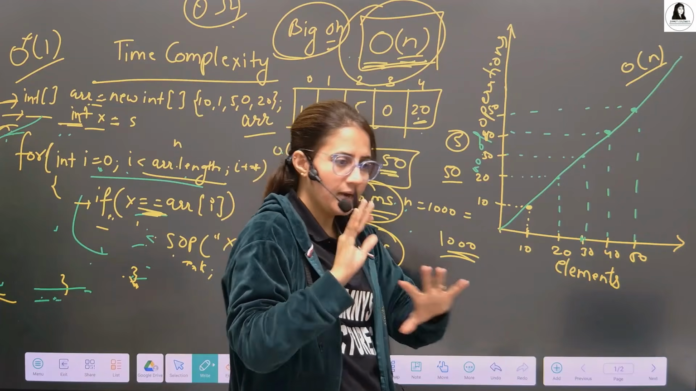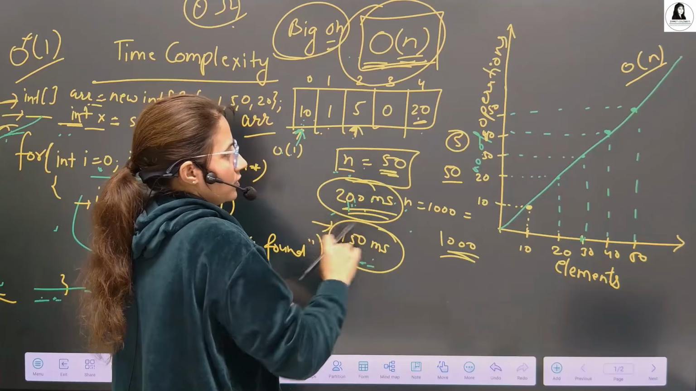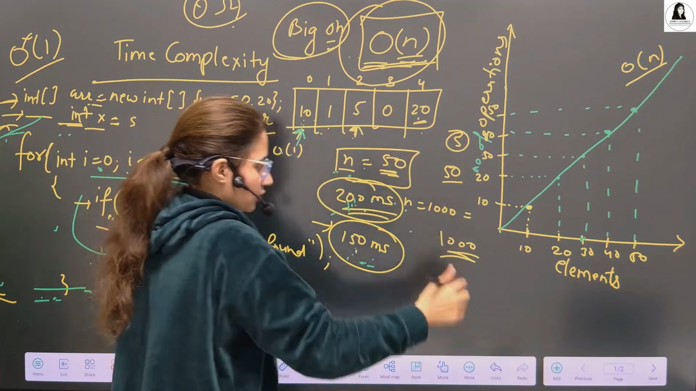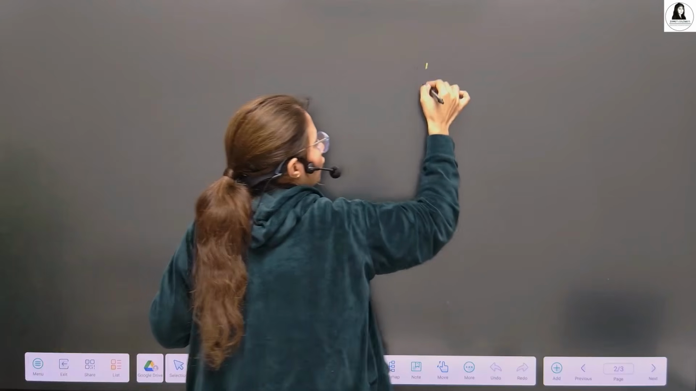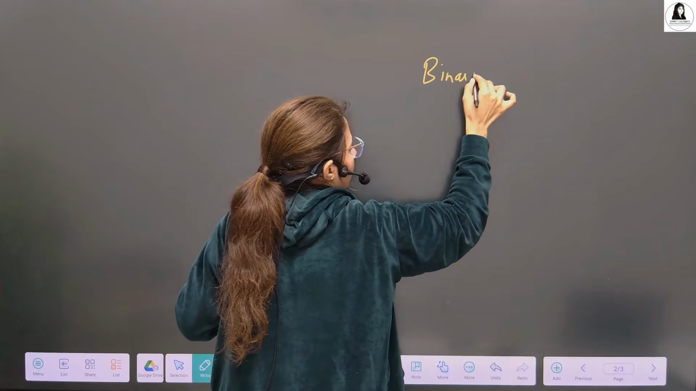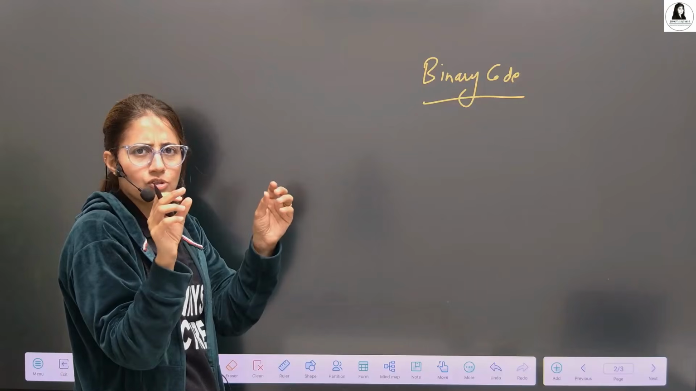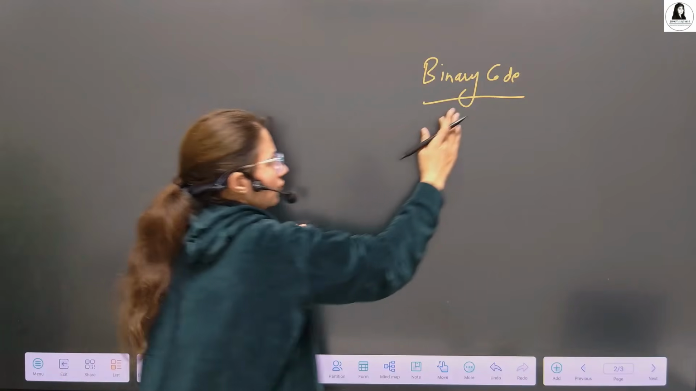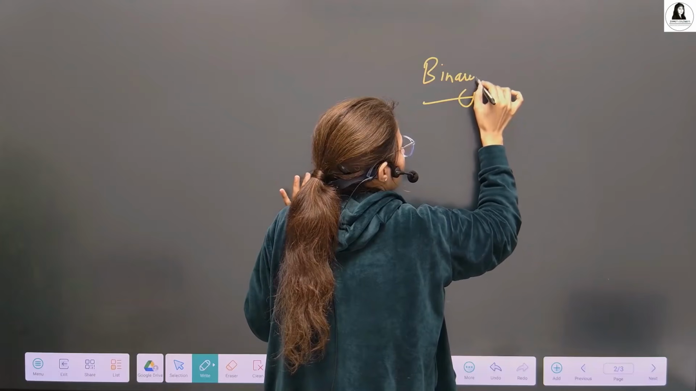Let me just, in binary search, if the array is sorted, write down one more piece of code for binary search. If you're not getting the code, don't worry, I'll just write down the simple logic. We'll see the binary search algorithm in detail. Don't worry.